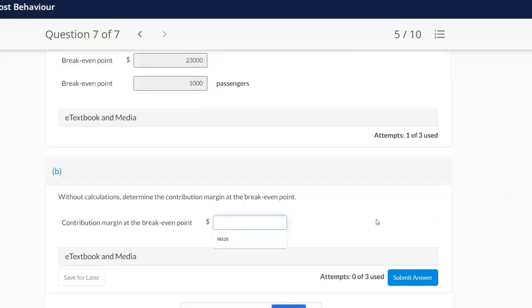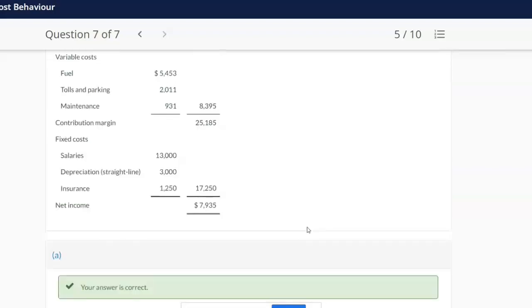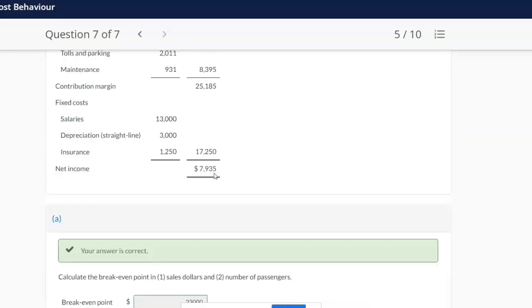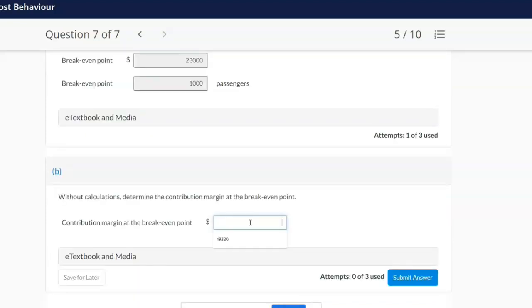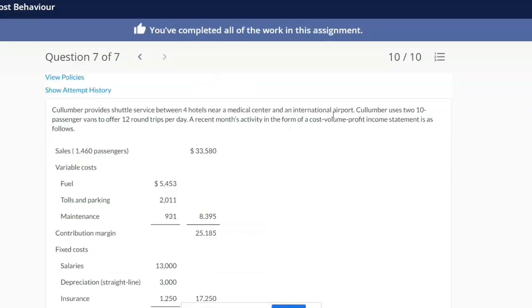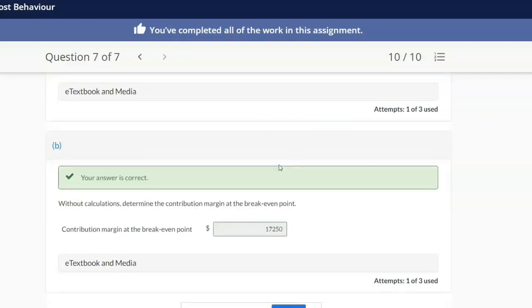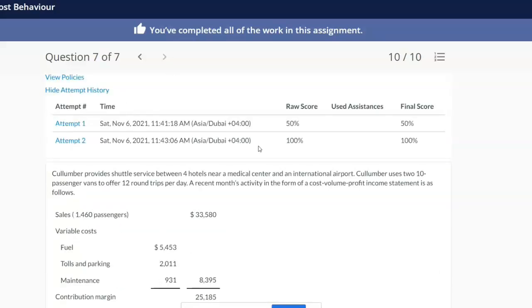When the total contribution margin equals the fixed cost, the profit is 0. So they're asking you, what's the total contribution margin at 0 profit? Well, it equals the fixed cost. Yeah, 17,250. Right. So the total contribution margin equals the fixed cost at 0 profit. Okay, you see? All right. Very good. And thank you very much.